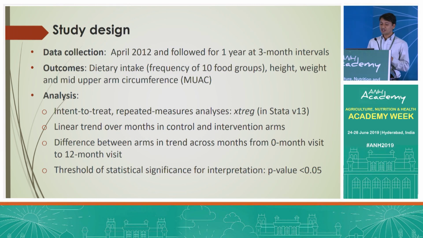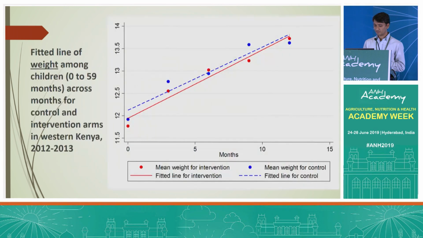And we used intent-to-treat repeated measures analysis using the xtreg command in Stata. Linear trends over months in control and intervention arms were calculated. The difference between arms in trend across months from the 0-month visit to the 12-month visit was also calculated, and we used a p-value of less than 0.05 as a cutoff for statistical significance for drawing inference.